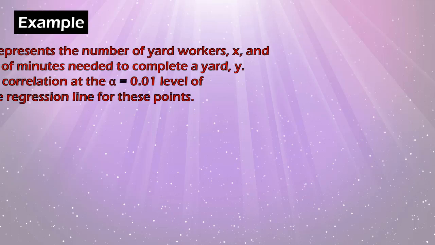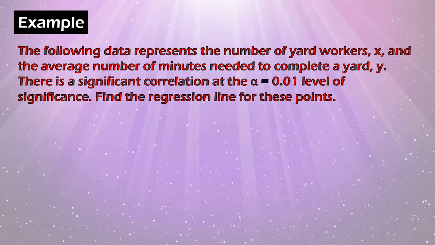Okay, so let's take a look at an example. The following data represents the number of yard workers, x, and the average number of minutes needed to complete a yard, y. There is a significant correlation at the alpha equals 0.01 level of significance. Find the regression line for these points.